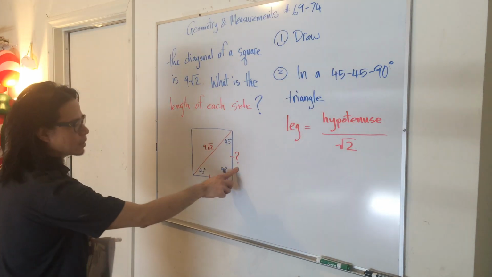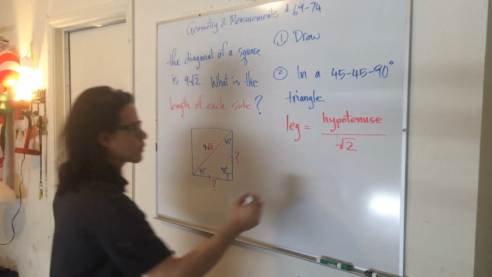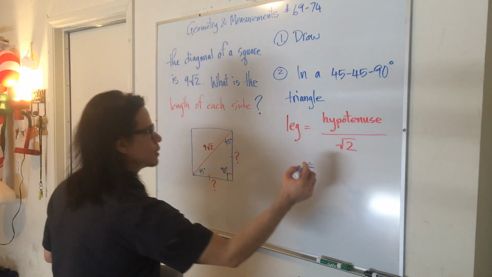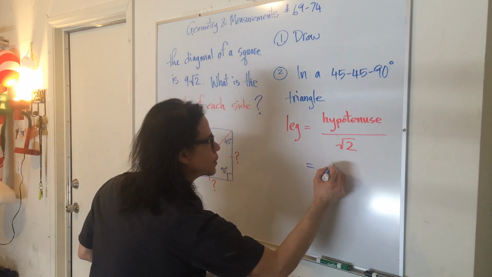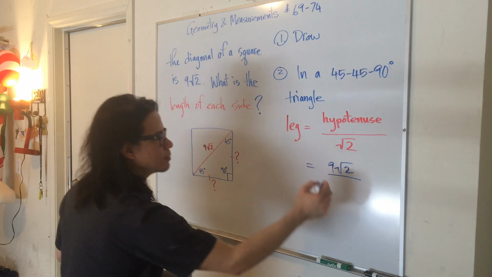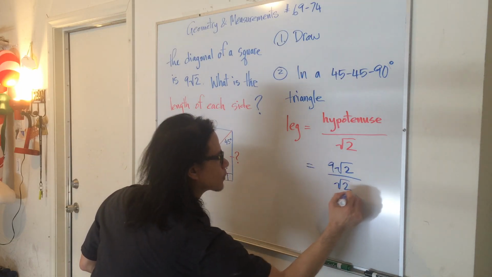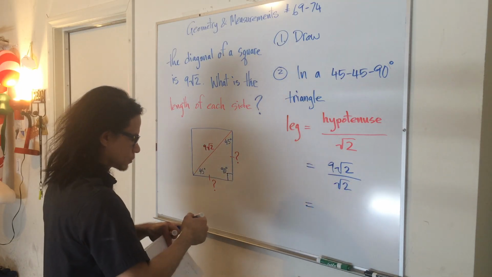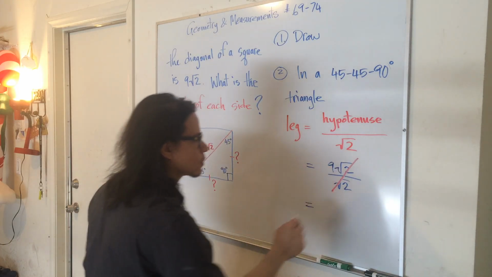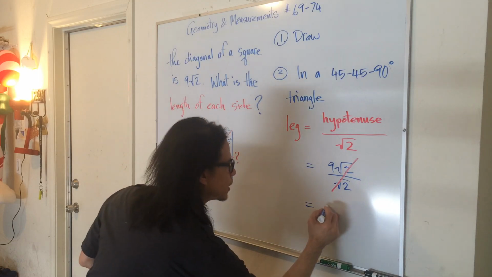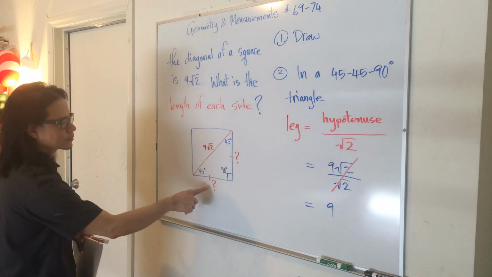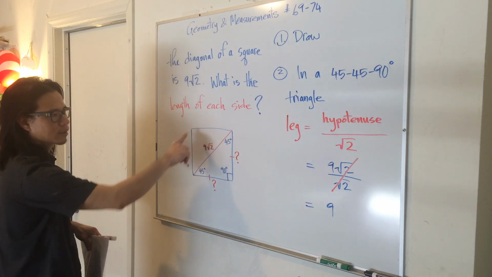So we're trying to find what the leg is. So we can substitute the hypotenuse in. So 9 root 2, okay, divided by root 2 equals, so the root 2 cancels out, leaving us with just 9. So that's how long the sides are of this square, 9 units.